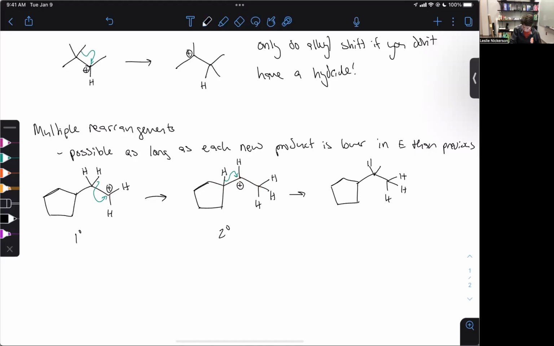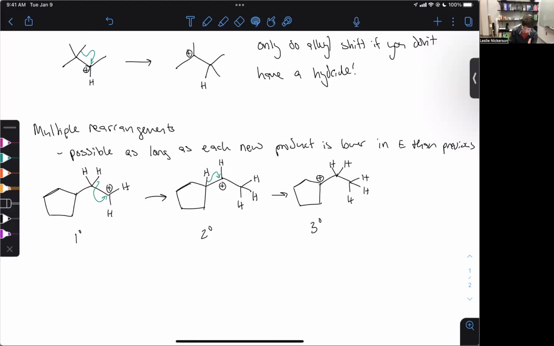So now I've got two H's on that carbon, and my carbocation is over here. So now I've gotten myself to a tertiary carbocation. Each of those is getting to a more stable product. So if I scooch this over so that I can have a little bit of space to draw here.